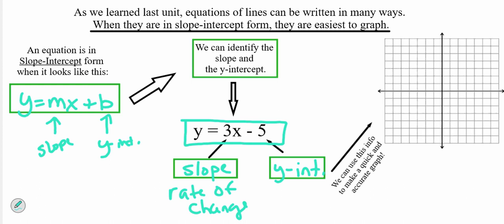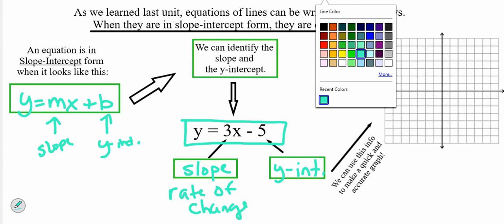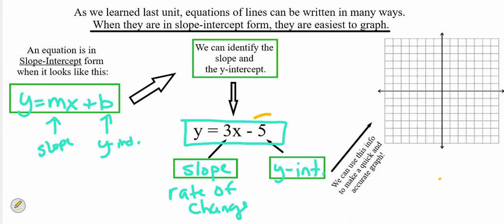All right, so what do we do? Well, we're going to focus on what's the easiest thing to do first. And that is, let's graph this y-intercept. So the -5, what I do is I go to the y-axis, I find -5, 1, 2, 3, 4, 5, and I put a dot there.